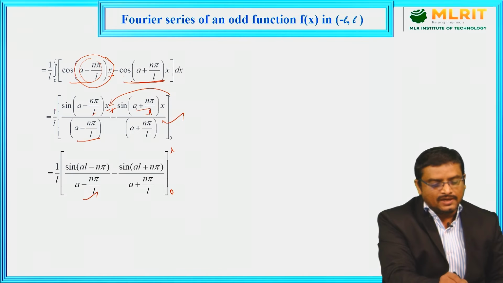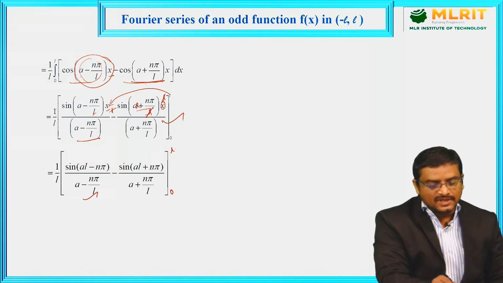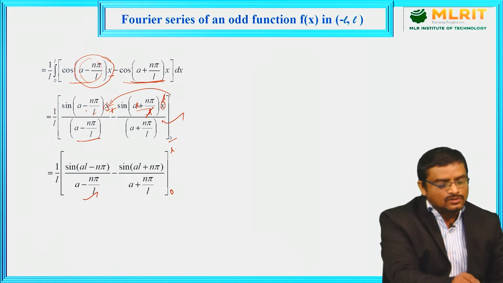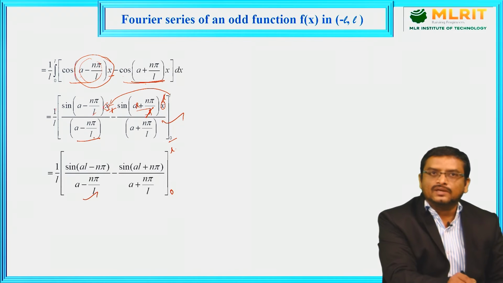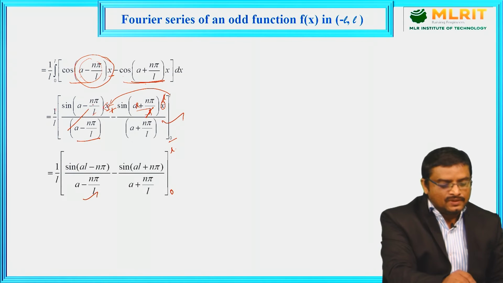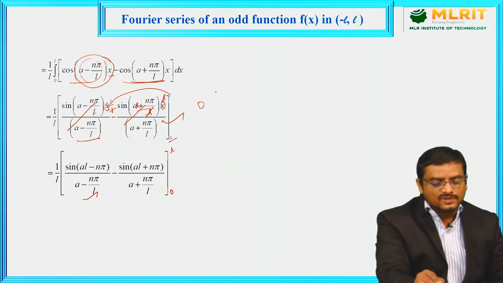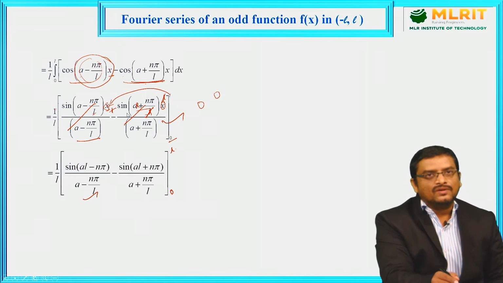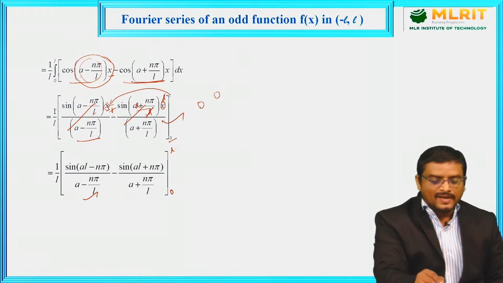So totally you will get A L plus n pi by L, and if you replace x with the upper limit L, this L and this L get cancelled, you will get A L plus n pi by the denominator. And if you substitute the lower limit x is equal to 0, you will get 0 into anything equal to 0, sine 0 is 0, 0 by anything equal to 0. So if you substitute this lower limit x is equal to 0, these two terms are equal to zero, because sine 0 is 0. So by neglecting the lower limit, we have substituted only the upper limit and this is the value we got here.